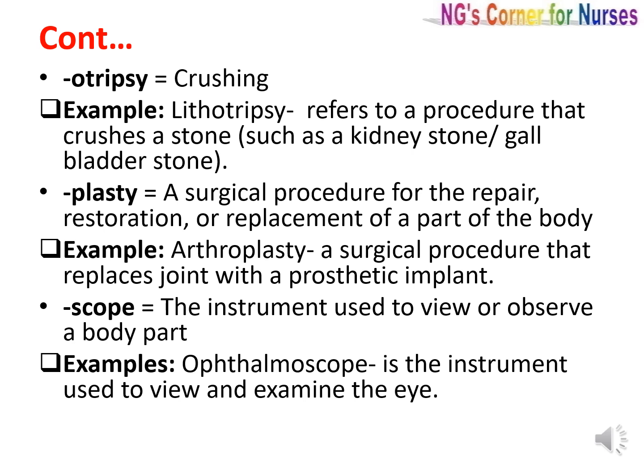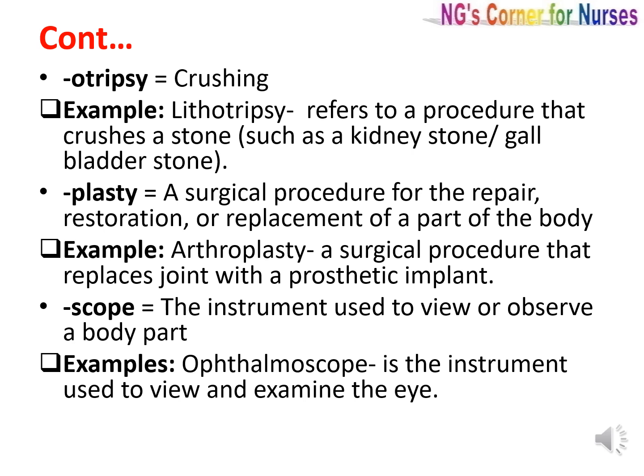Next is plasty. Plasty means a surgical procedure for the repair, restoration or replacement of a part of the body. As an example, we can say arthroplasty. The word arthro is related to joint and the word plasty is the surgical procedure for repair or restoration or replacement. So the word arthroplasty refers to a surgical procedure that replaces a joint with a prosthetic implant.